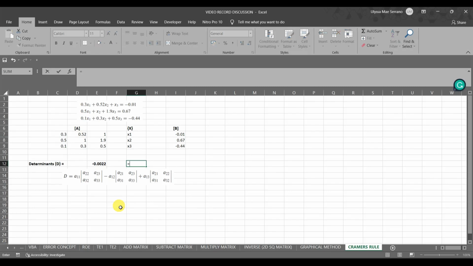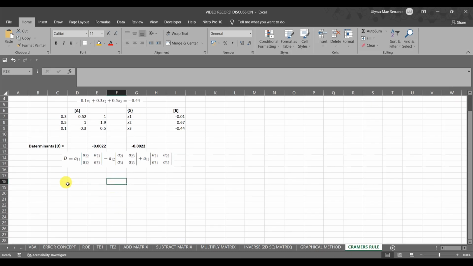So we can simply type MDETERM, which means finding the determinant, select the array, and simply click enter, and you will also be able to find the value of the determinant. Following the equation, since we already have the value of the determinant, we will be able to find the values of x sub 1, x sub 2, x sub 3.